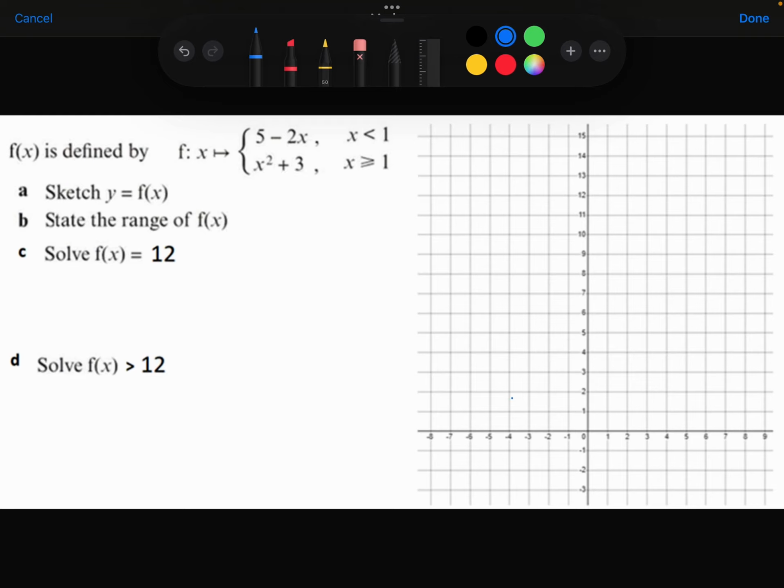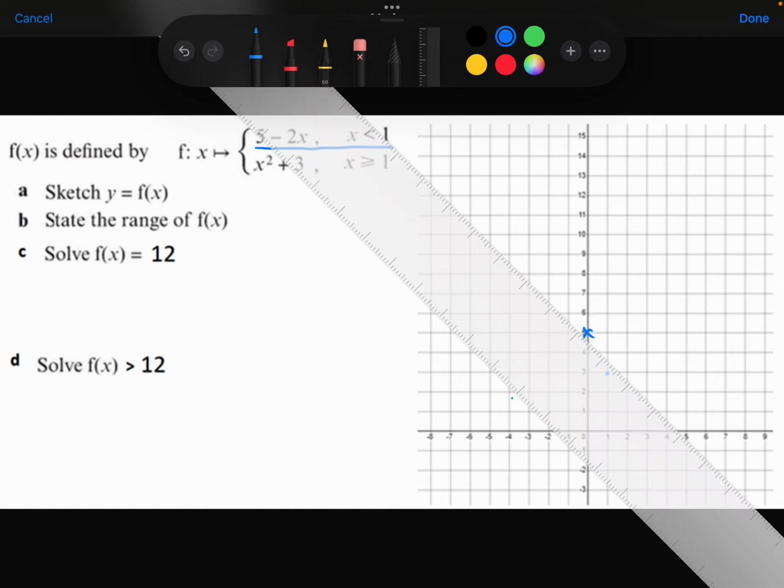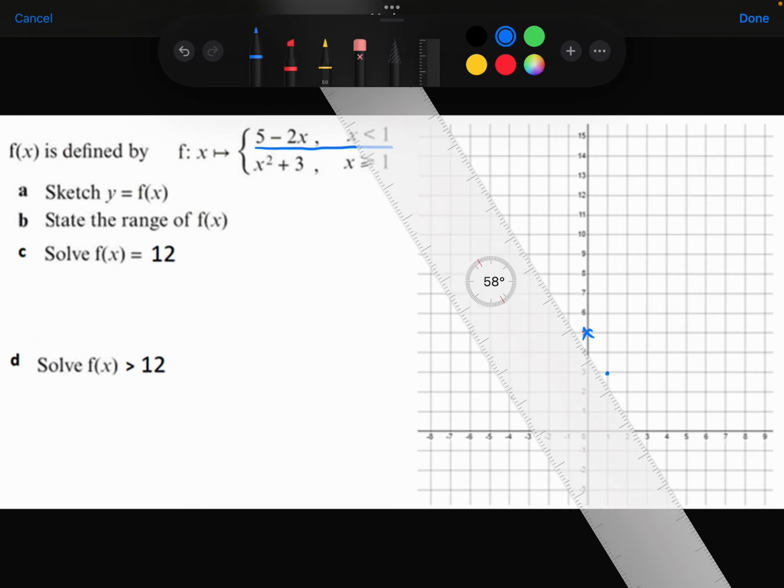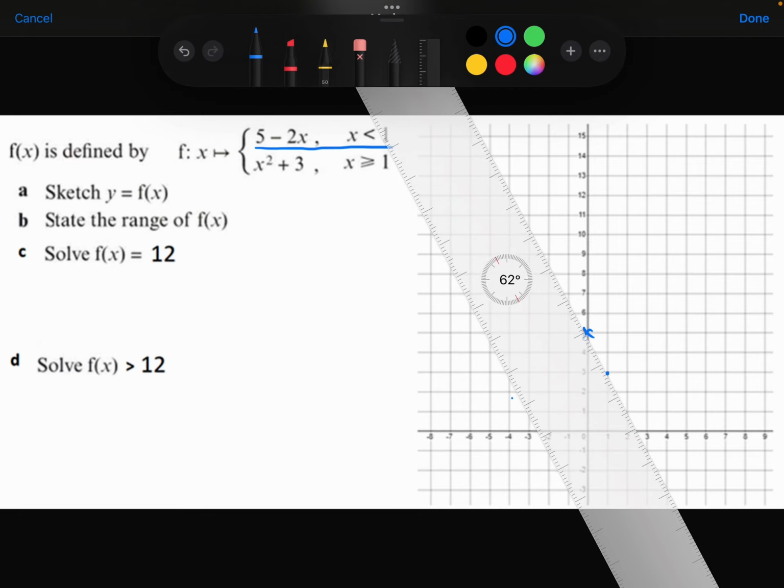Part A says to sketch f of x. So let me start with when x is less than 1. Let me draw the 5 minus 2x. So that's got a y-intercept of 5. It's got a gradient of minus 2. So that's going to be a straight line like this.